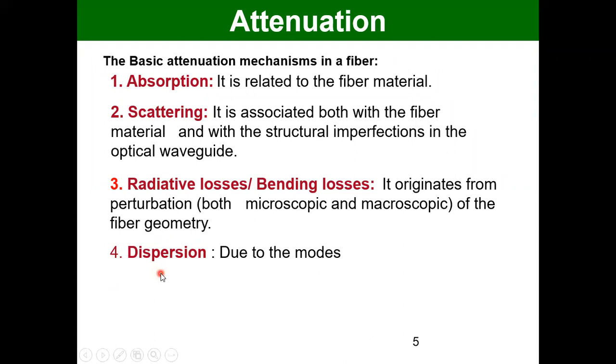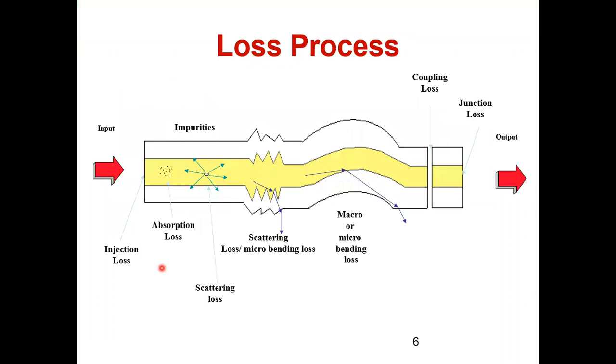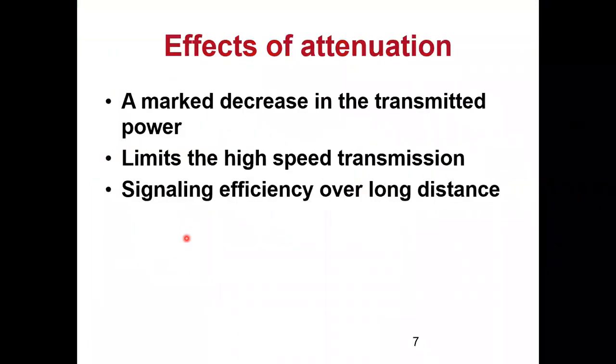From step index multimode, we went to step index graded index fiber. This we will discuss in due course of time. So today we start with the attenuation loss. What actually happens in attenuation is there is a marked decrease in the transmitted power. So it limits high speed operation, and if I'm transmitting the signal over a long distance, the efficiency decreases.